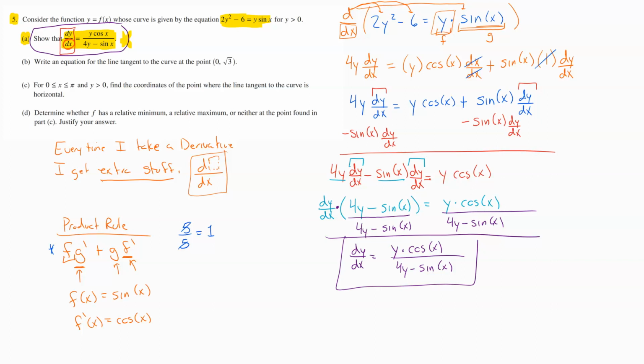So this one we would have gotten 1 point for doing the implicit differentiation step. So you'd have gotten 1 point here, and then you would have gotten 1 point for working that algebra out to get all the way to the bottom.